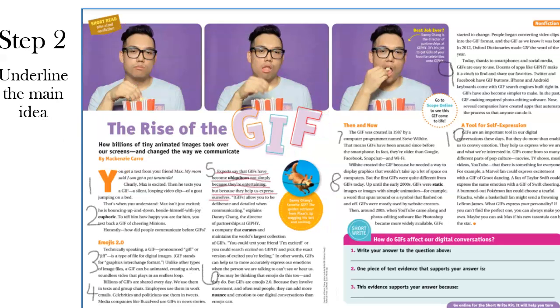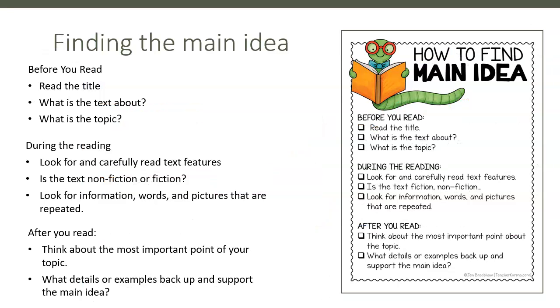Step 2 is underline the main idea. Let's talk about the main idea real quick. So finding the main idea. Before you read, you want to read the title. What is the text about? What is the topic? As you read it, look for and carefully read the text features. Are there pictures, captions? Are there any graphs? Any of those nonfiction text features we learned about during the second 6 weeks.